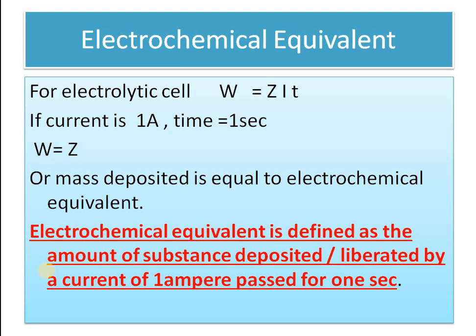Now a question may come to you: define electrochemical equivalent. That is, define Z. So what is Z? We have to substitute I equal to 1 ampere, t equal to time in seconds. So what would be Z? W is equal to Z, what is W? Mass deposited. So this way, electrochemical equivalent is defined as the amount of substance deposited or liberated by a current of 1 ampere passed for 1 second, and that mass will come in grams.